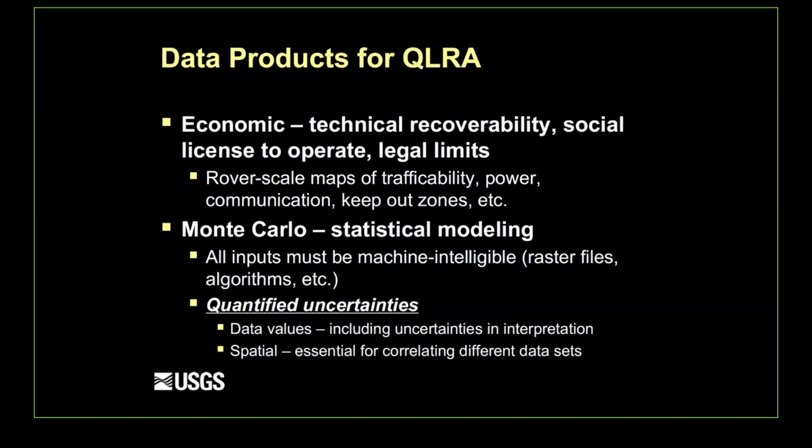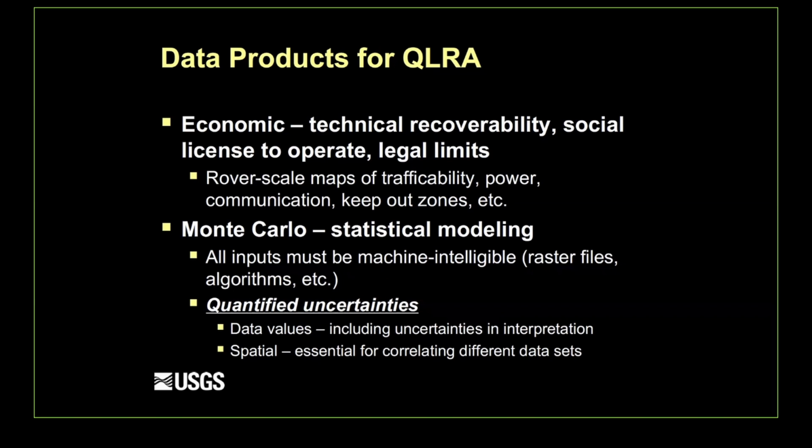But to do this, you need maps of things like rover scale maps of trafficability. Where can you get power? Where can you get communication? Which areas are keep out zones, perhaps for making sure that you're not impacting things that the Artemis astronauts are trying to do? And then you take all of this data and you combine it statistically using Monte Carlo methods.